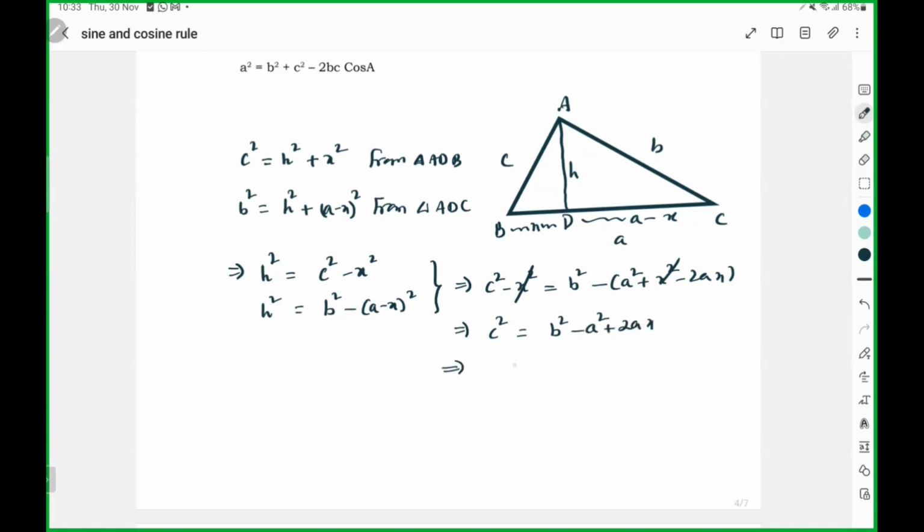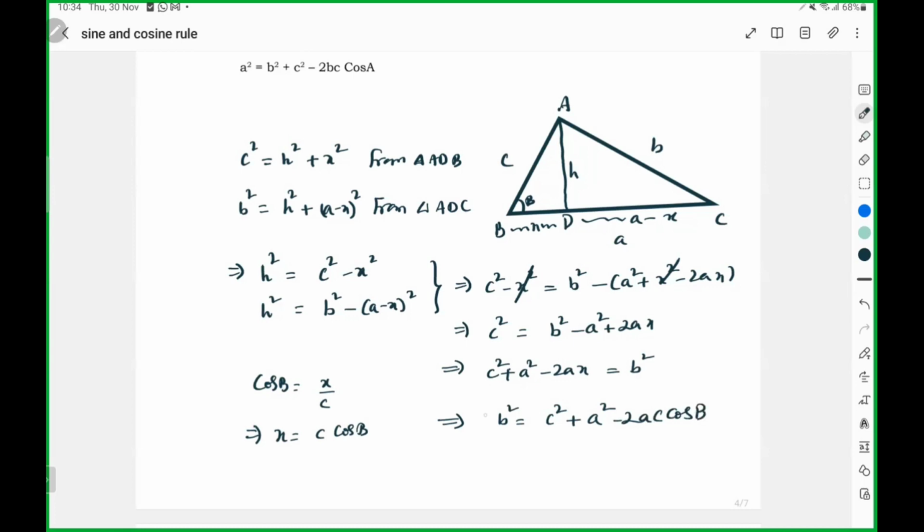From here, I can say that B square is C square plus A square minus 2AX. So here it is angle B. Cos B is this, X is C cos B. From here, B square is C square plus A square minus 2AC cos B.